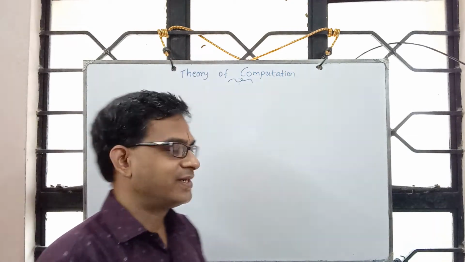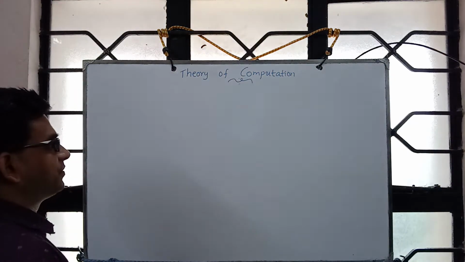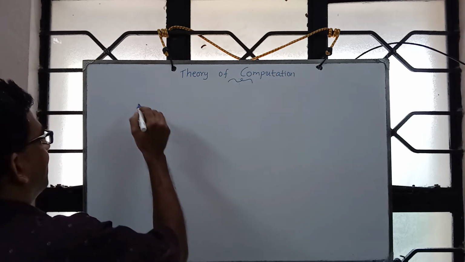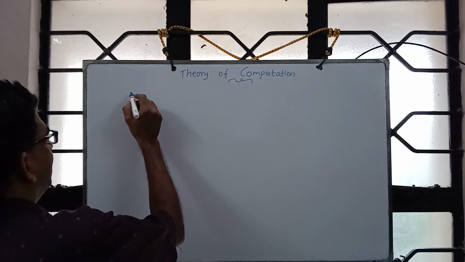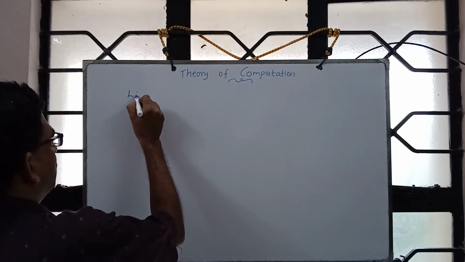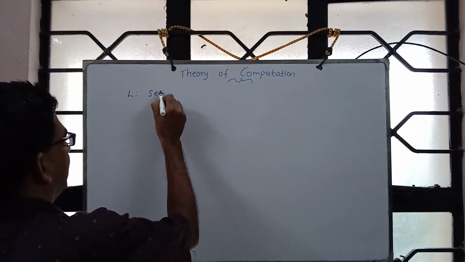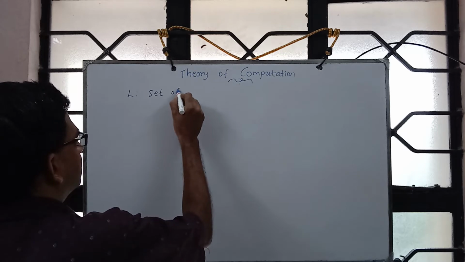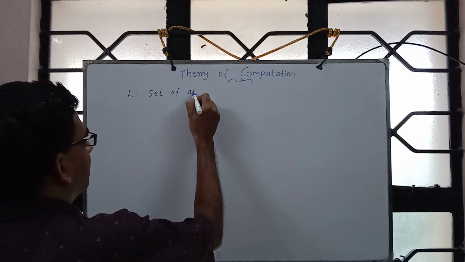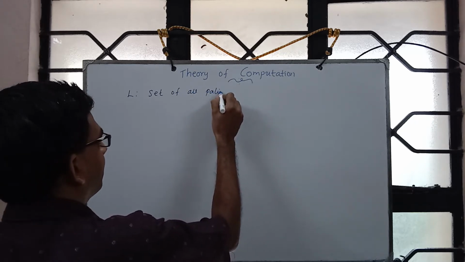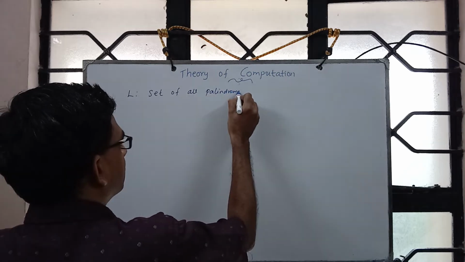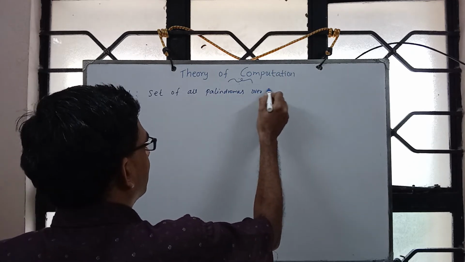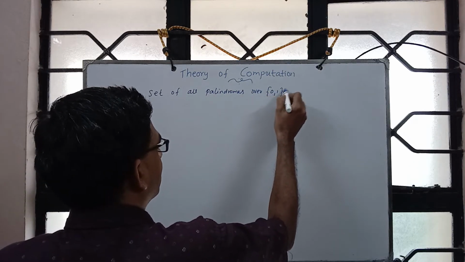Let us continue our discussion on designing context-free grammars. Having seen WWR, let's look at the language which is close to that, the language of palindromes. So, the set of all palindromes over, say, {0, 1}*.